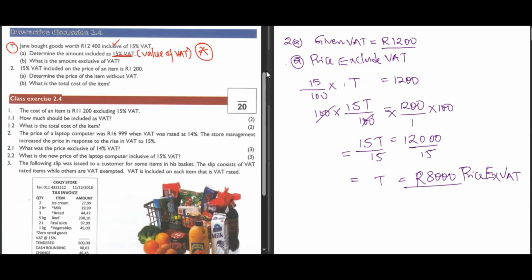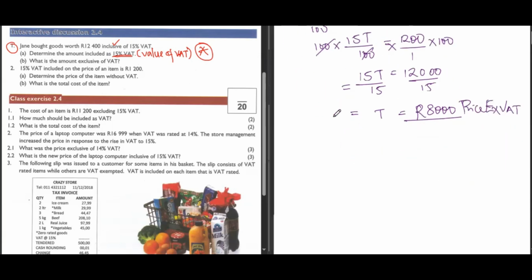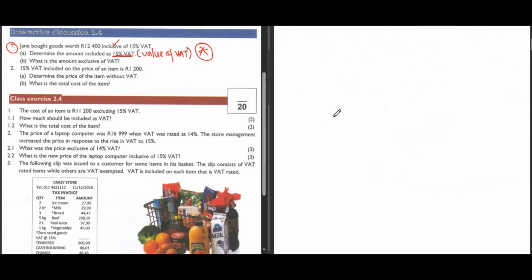Or another method would have been, let me see. Another method, you don't forget this one of ours, VAT exclusive, VAT inclusive.